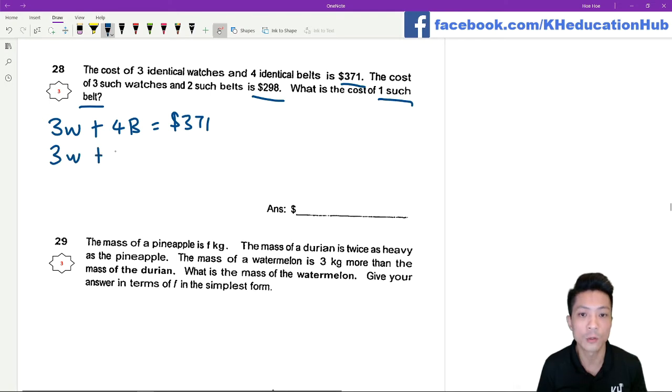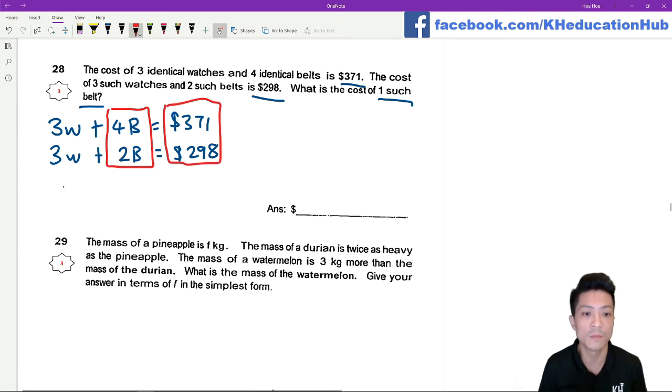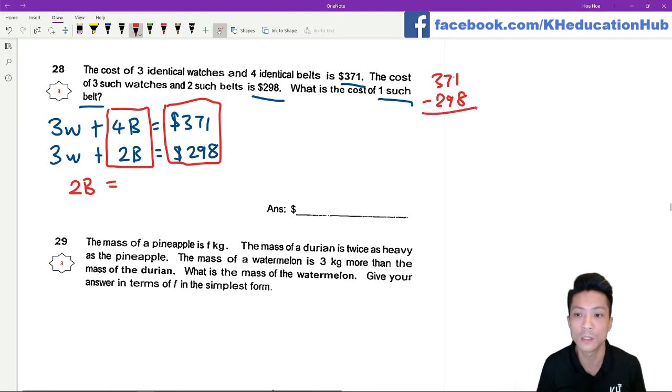3 watches and 2 belts is $298. Look at the statement. The only thing that is different is the number of belts and the difference in the amount of money. Okay, which means that 2 belts is equal to 371 minus 298. 71, do my subtraction here.